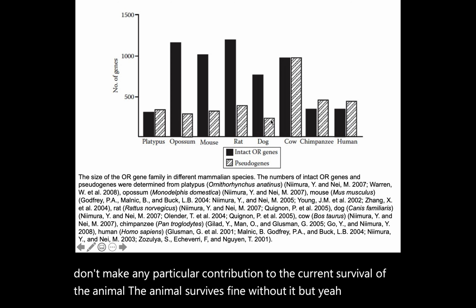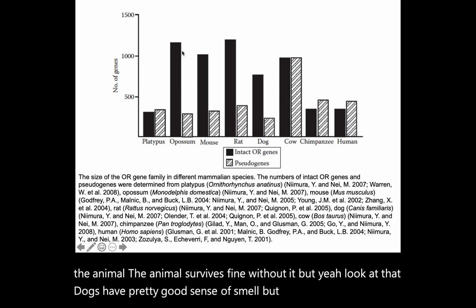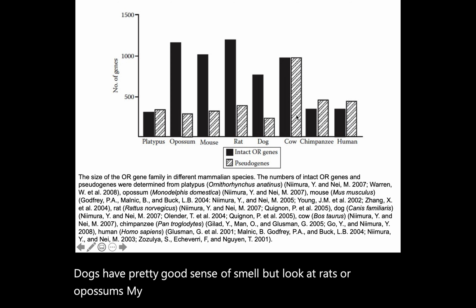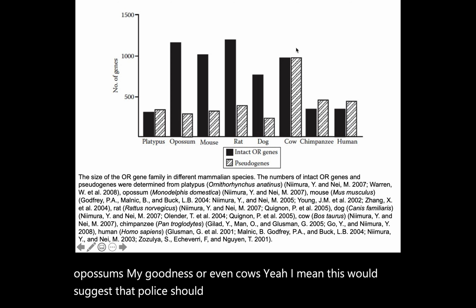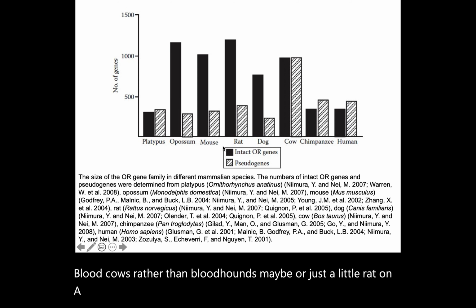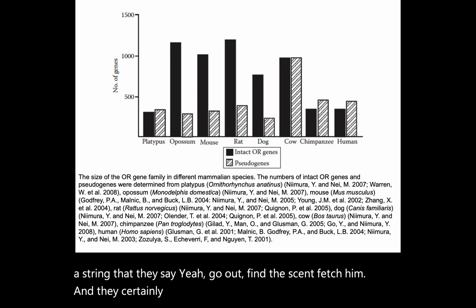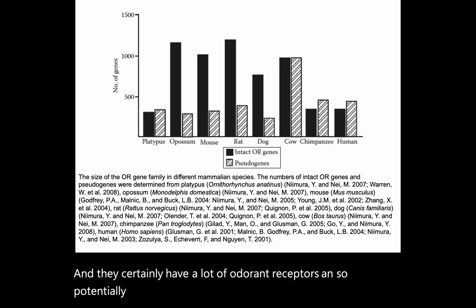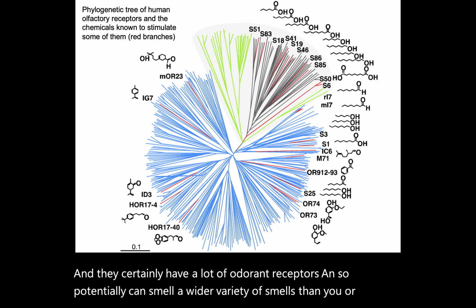Dogs have a pretty good sense of smell, but look at rats or opossums. Oh my goodness. Or even cows. I mean, this would suggest that police should have bloodcows rather than bloodhounds, maybe, or just a little rat on a string that they say, "Go out, find the scent, fetch him." They certainly have a lot of odorant receptors, and so potentially can smell a wider variety of smells than you or I, which is very interesting, I think.